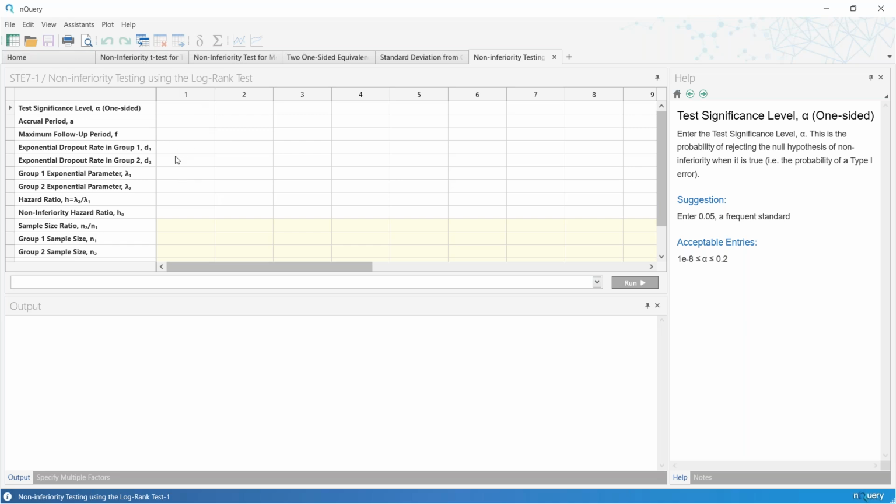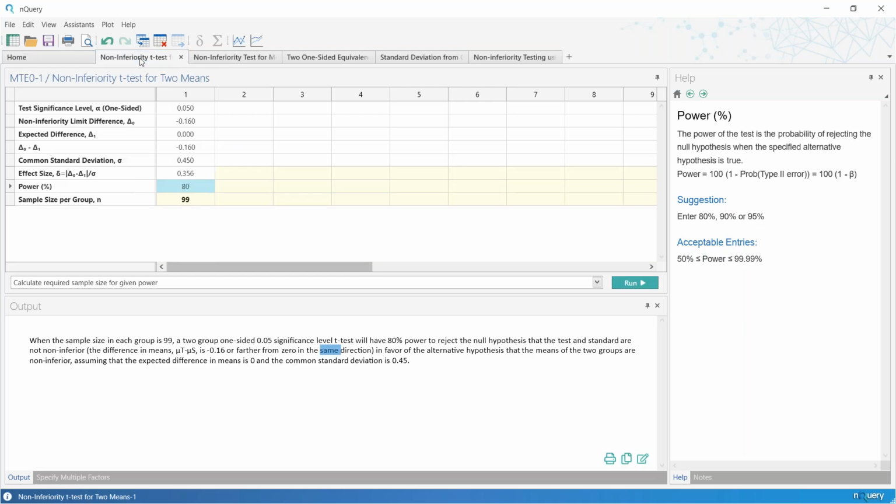You can see that most of this is similar, like you have your dropout rates and your expected exponential mean rates in each group, and then you have a non-inferiority hazard ratio versus the actual hazard ratio. And most of these work pretty much the same. So there's not a huge amount of difference between these here, but if you are interested in non-inferiority and equivalence testing in the context of non-continuous outcomes like survival, I'd be happy to discuss those in a future webinar or based on any questions we get today.